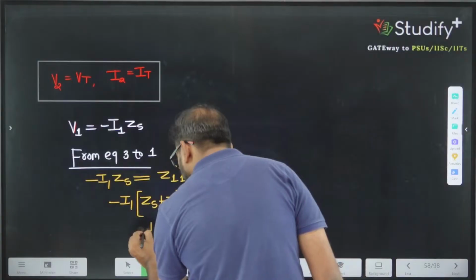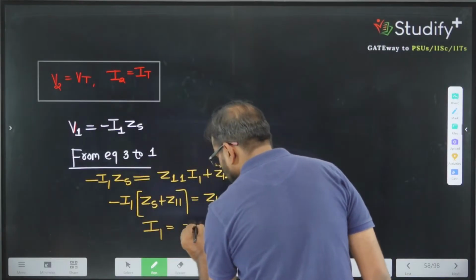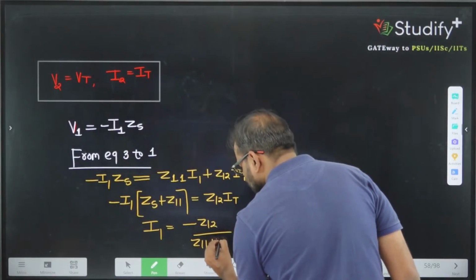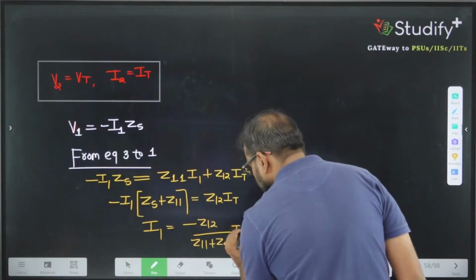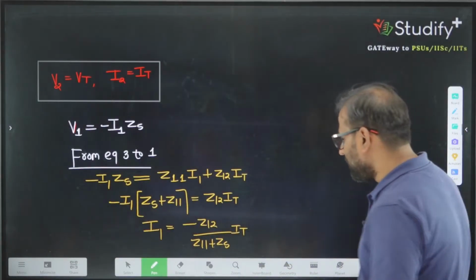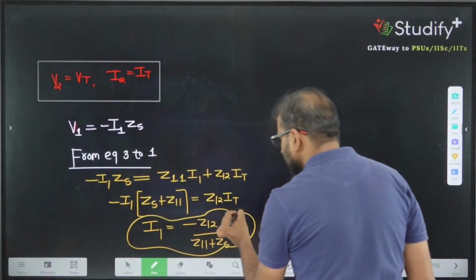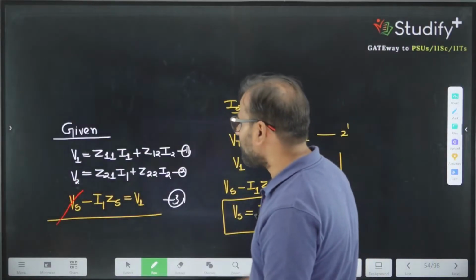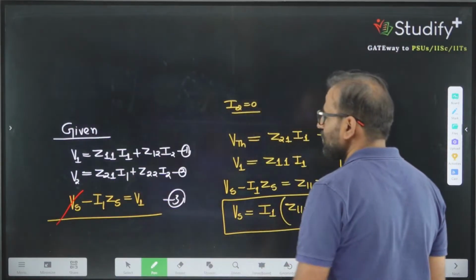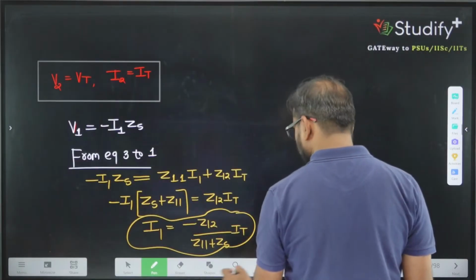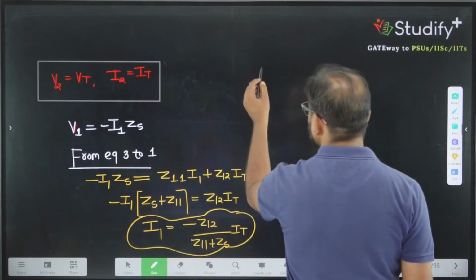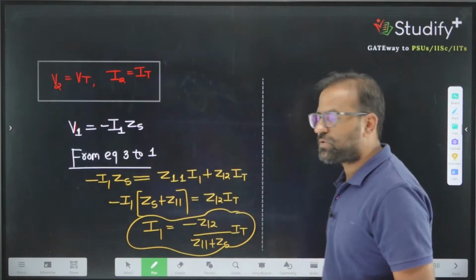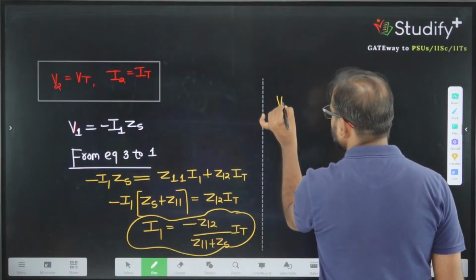The value of I1 for the circuit is given by minus Z12 divided by Z11 plus Zs into IT. This is one of the values we have. Now we are interested in V2. So what is V2? As we know, V2 is Z21 I1 plus Z22 I2. Now I will not write V2, because V2 is replaced by VT, the test source. So can I say the value of V2 will be VT?